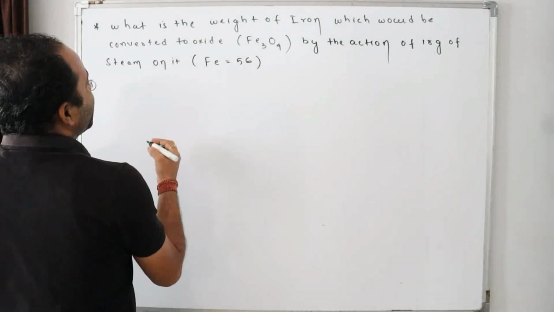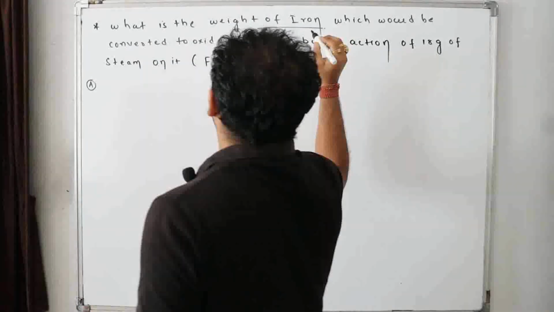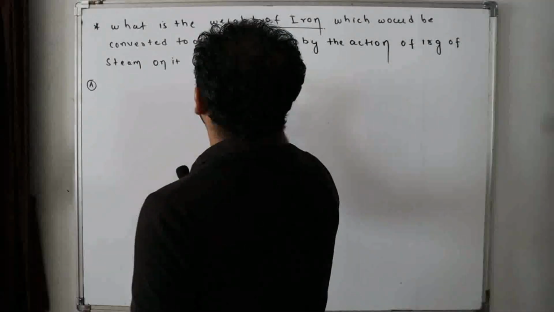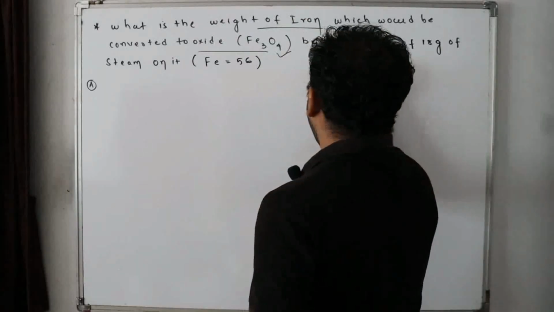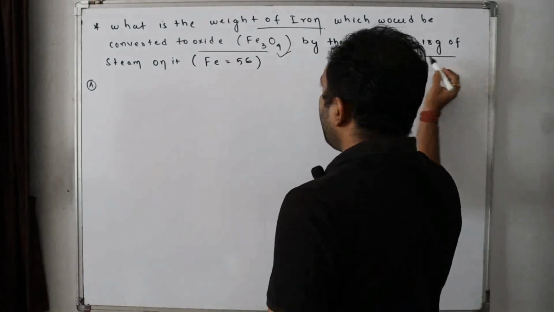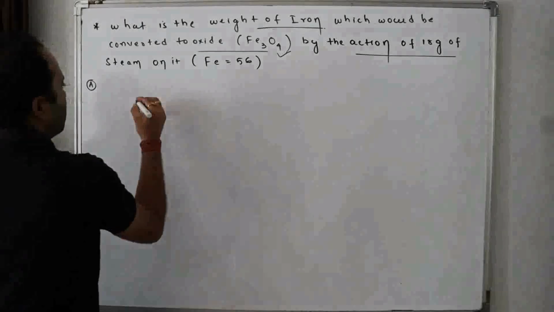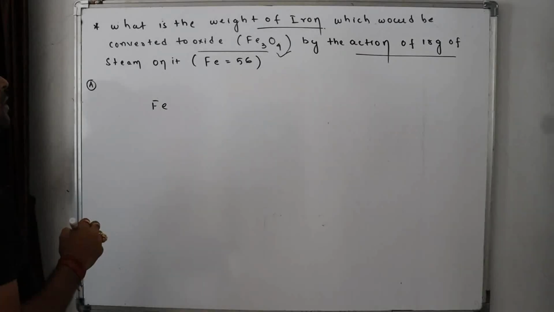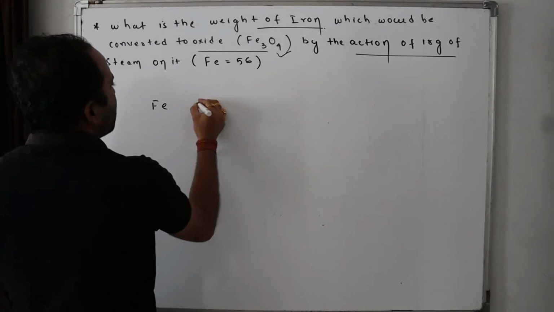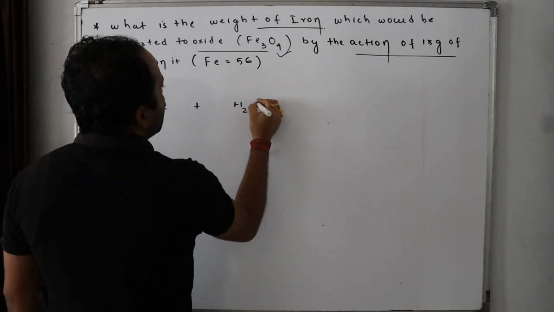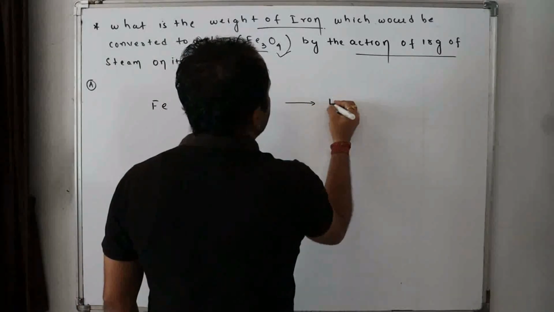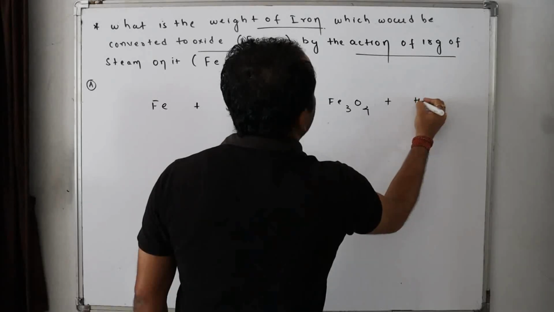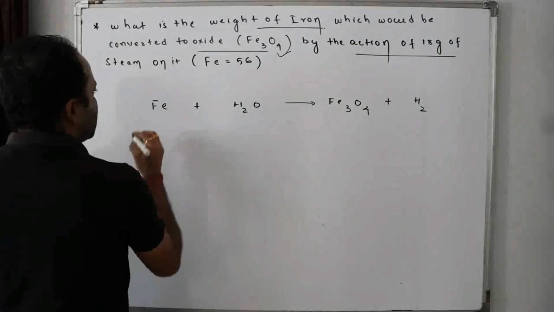What is the weight of iron? What will be the weight of iron? Which would be converted to oxide. How? By the action of 18 gram of steam. Now let me help you. What is the weight of iron? Fe plus H2O gives rise to Fe3O4 plus H2. Let me balance it.